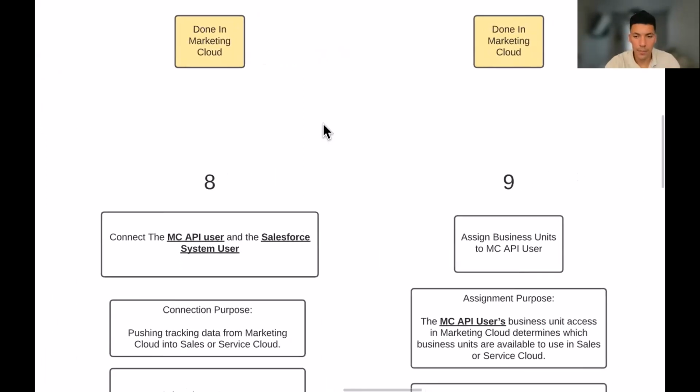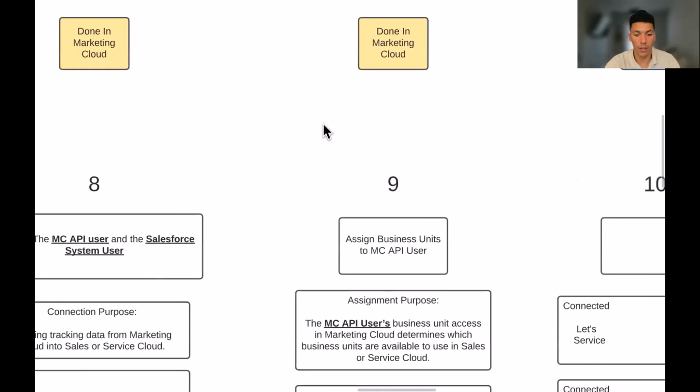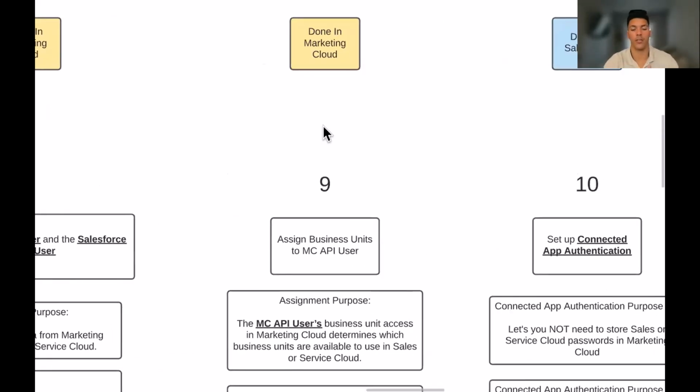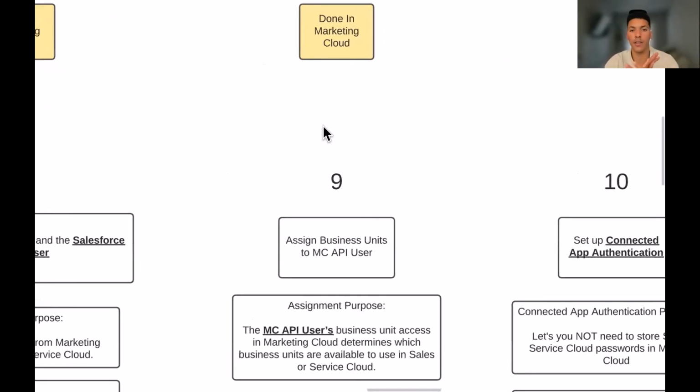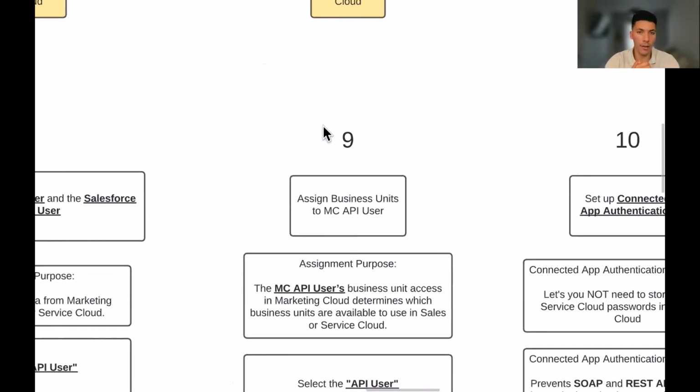So after you set those two users up together, you are going to assign business units to the Marketing Cloud API user. This is where things get fun. So, you know, in Marketing Cloud, you have the highest level of a Marketing Cloud edition, which is an Enterprise 2.0 account.